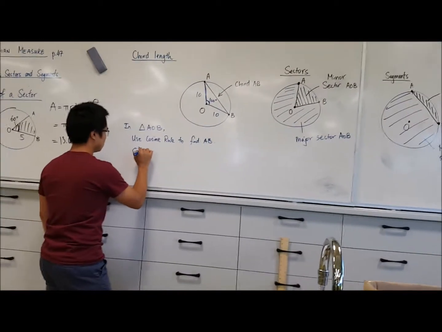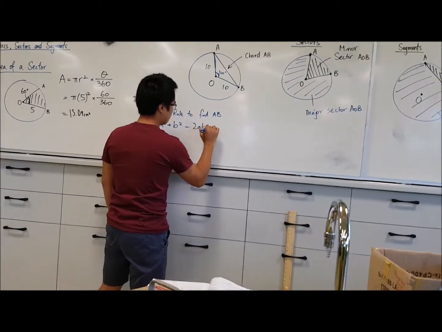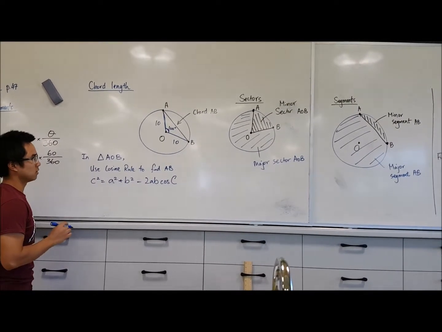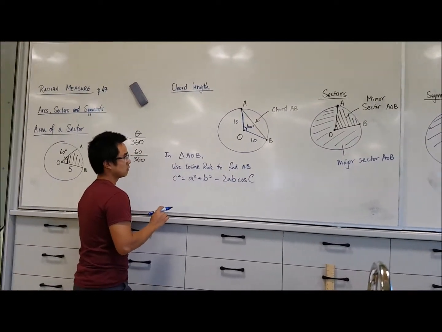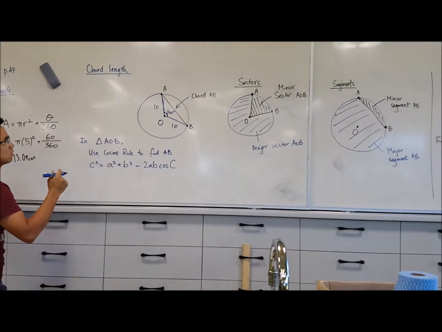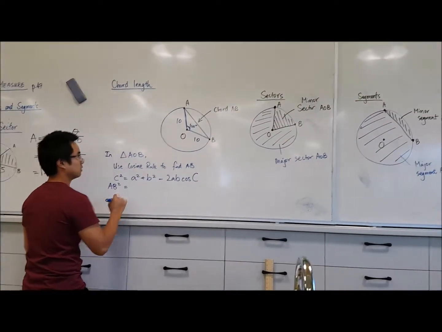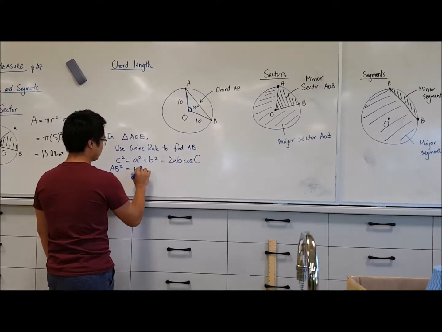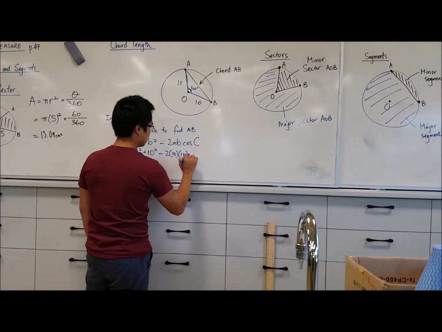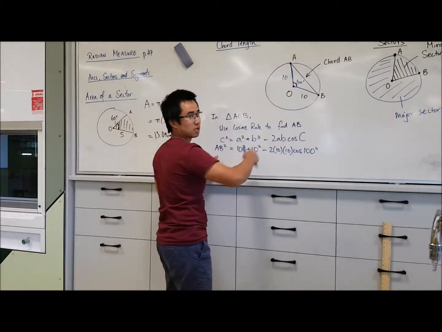The cosine rule says c squared is equal to a squared plus b squared minus 2ab cos C. Remember, it's an extension of Pythagoras' theorem. So which side is my missing one? There is no hypotenuse, it's not a right angle. AB is going to be c. AB squared is going to be a and b, it doesn't matter which one you put, minus 2 times 10 times 10 times cos 100. Remember that angle has to be opposite this side, and it is. AB is opposite 100 degrees, right?